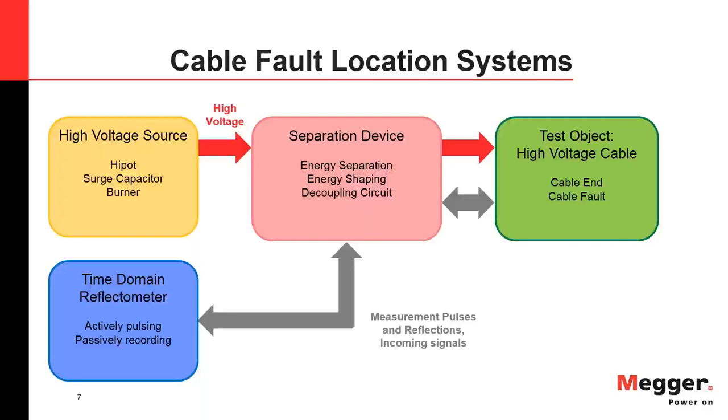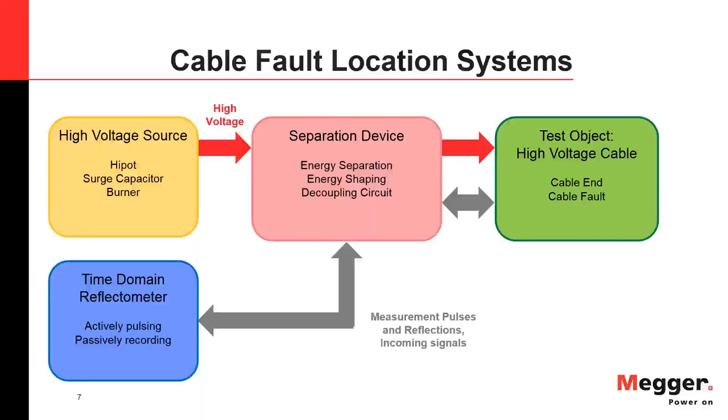Now, the big difference also between old school cable fault location systems and more modern systems is that back in the days, let's say in the 70s or still until the 80s, specifically in the North American market, the separation device and the time domain reflectometer was not there. So you would just connect your thumper or your cable fault location system directly to the cable and start fault location. So keep that in mind. We have a high voltage source, a separation device of some sort, and a measurement or recording device, which in this case is the radar or TDR.